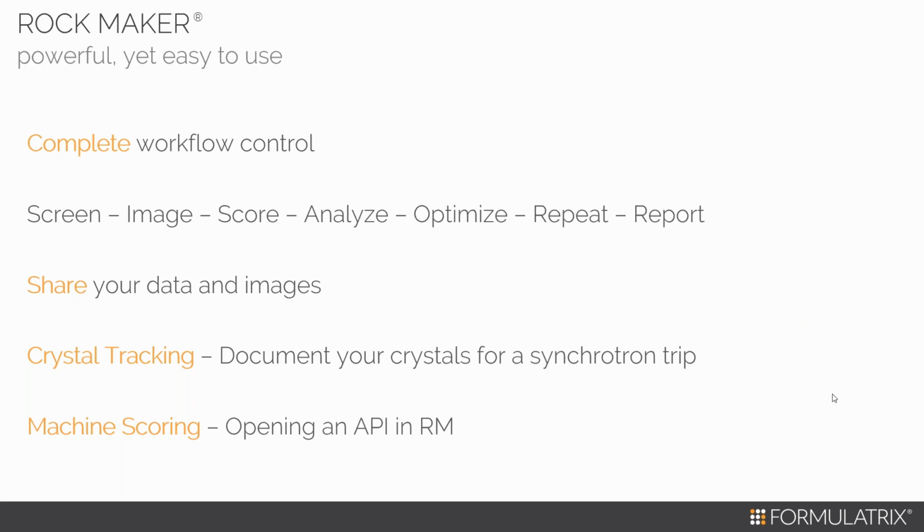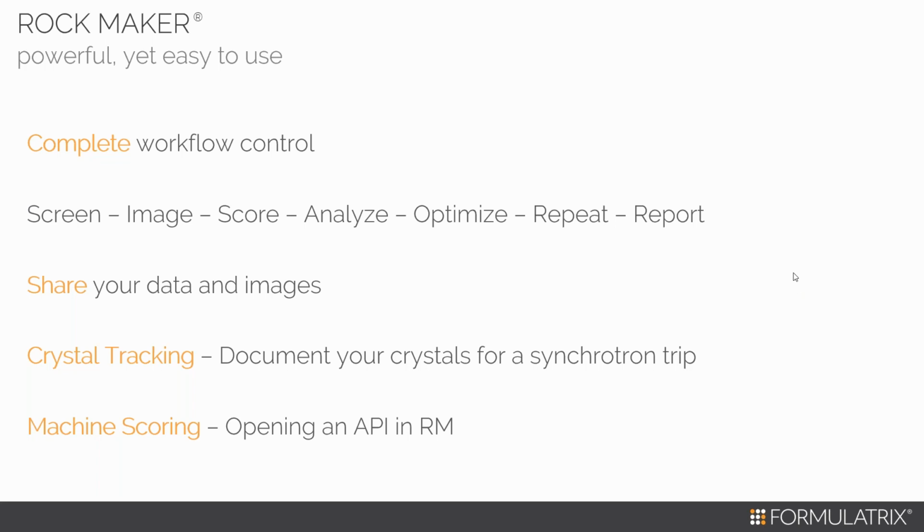The two major features, and as you all know, we keep coming up with major updates to RockMaker software at least twice a year. But the two big features we are coming up with by the end of January next year are crystal tracking and machine scoring.